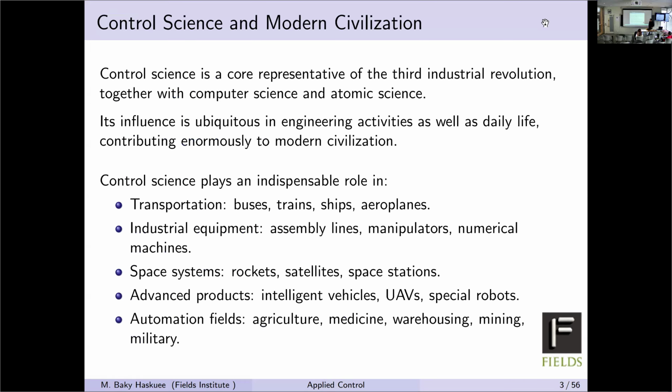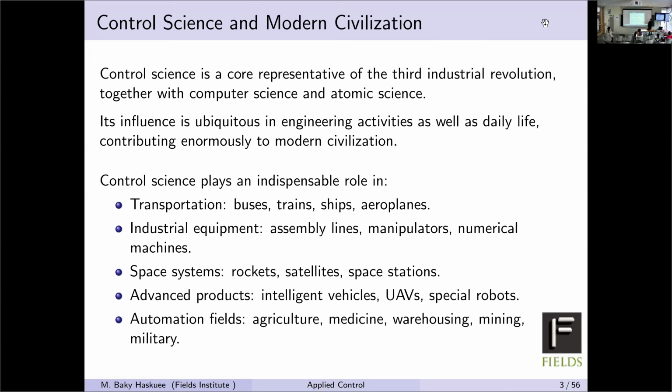So the control science is called the third revolution. Actually, after the Industrial Revolution, the control is an important topic, and I think that it has changed humankind life and our daily life. So its influence is incredible everywhere, in engineering activities and daily life, and its contribution is enormous. Okay, and you know that the control plays a critical role in transportation, like all buses that you see in the street, all of them are controlled by the control system. Even the bus, the stopping and starting at a stop is controlled by that.